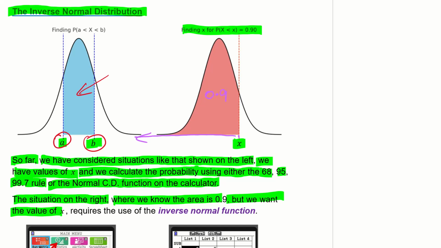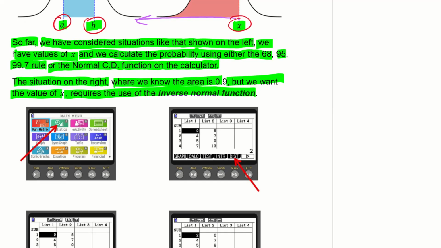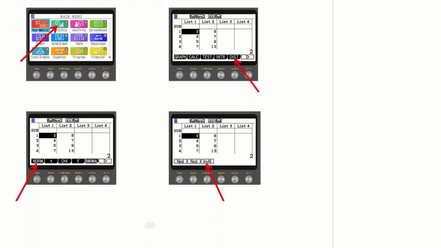That's how we find the probability, and that's when we use normal CD. Here we know the area, but we want to find this number. And that requires the use of the inverse normal function, which we can find on the calculator. And we'll see this over the next few examples with the calculator emulator.